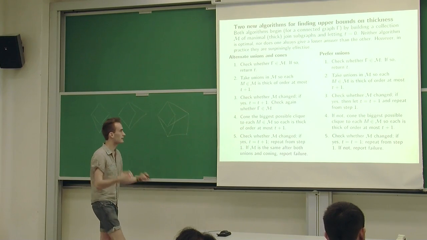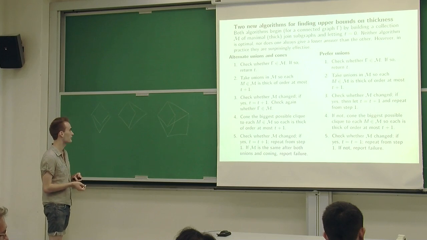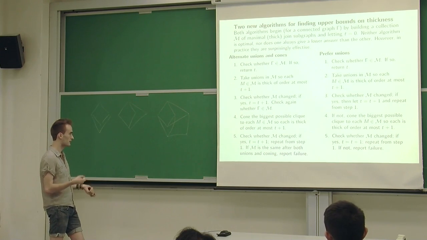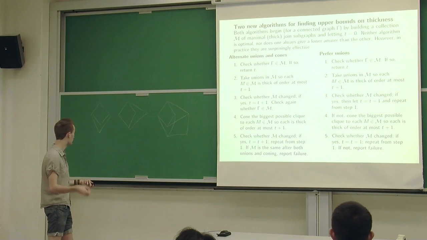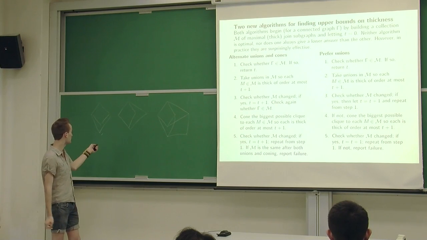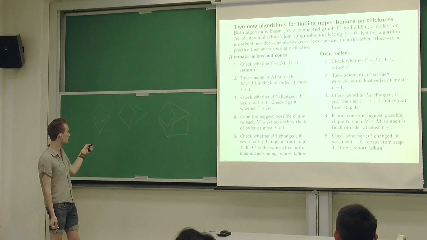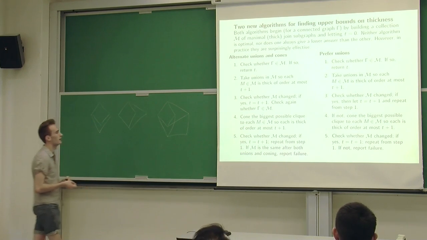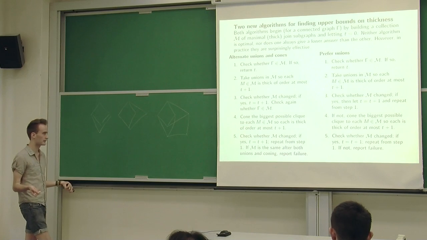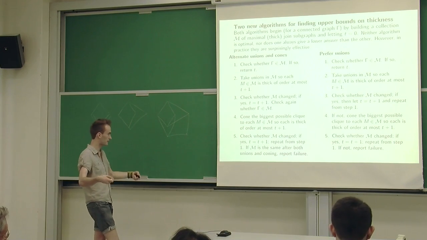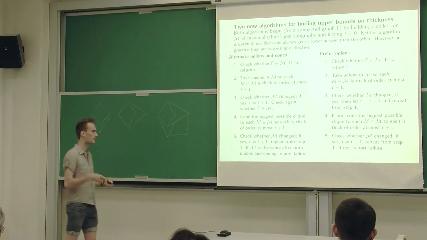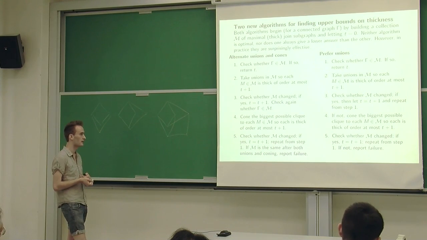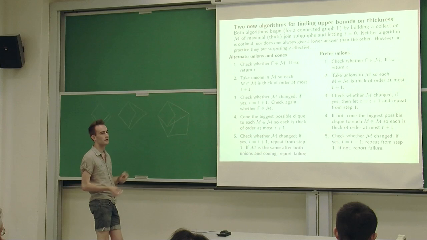And then next, you take unions across script M so that in the result, every n in script M is thick of order at most T plus 1. So in here, you take the union of these two, and you get everything but this vertex over here. Then you check whether M changed. If yes, then we've gone up at most one more order of thickness. And you check if gamma's in M again. And again, here it's not.